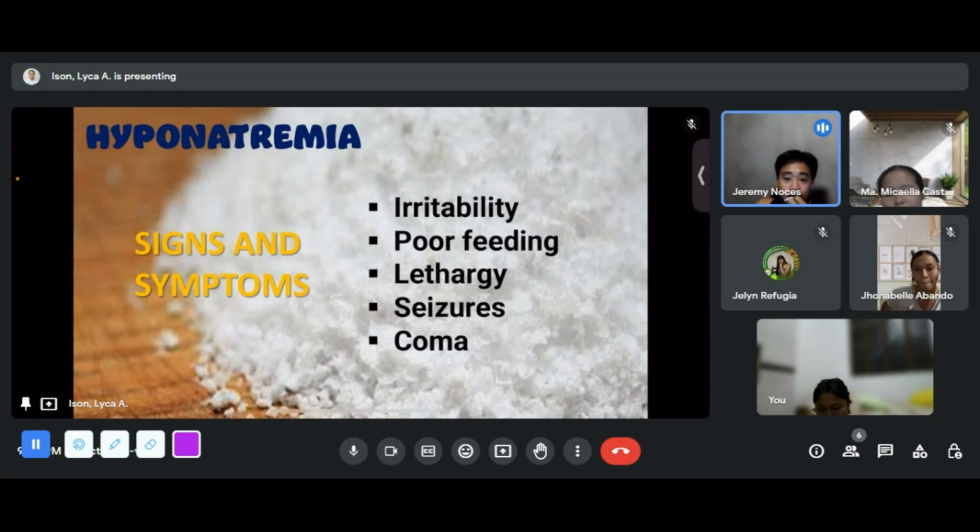So, here are the signs and symptoms in neonates. Irritability, poor feeding, lethargy, seizures, and coma. Next slide.